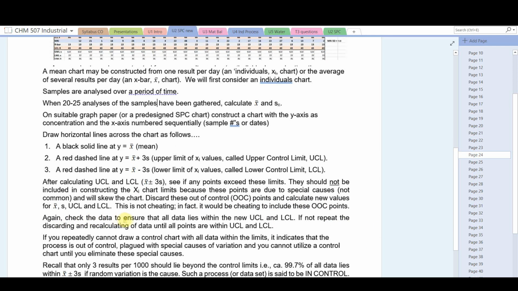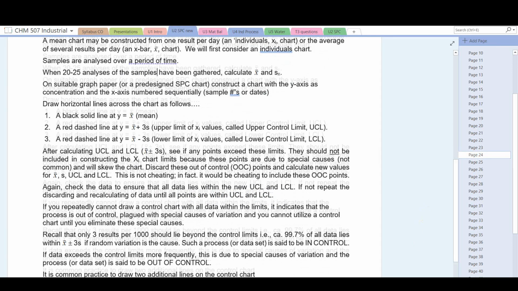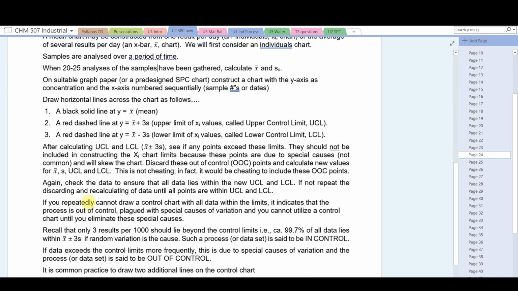Again, check the data to ensure that all the data lies within the upper and lower control limits. If not, repeat the process of discarding and recalculating data until all the points fall within the upper and lower control limits. Well, then you ask, what if I repeatedly cannot draw a control chart with all data within the limits? Well, that indicates that the process is out of control, it's plagued with special causes of variation, and you cannot use a control chart until you eliminate the special causes. This is a bad situation.